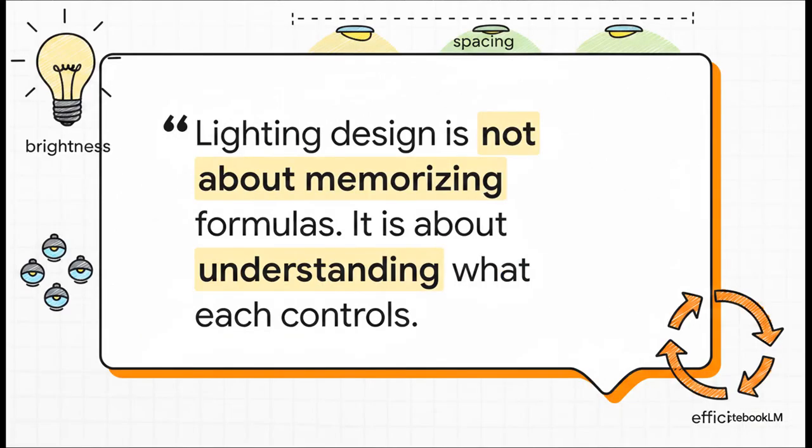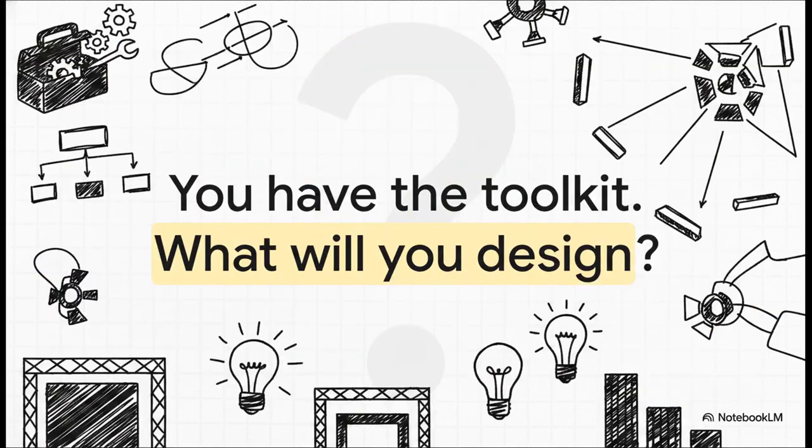So, the most important point is this. Don't just memorize these equations. Understand what they do. One formula controls brightness, another controls the quantity of lights, a third one handles the spacing, and that last one checks for efficiency. If you get those 4 concepts, you can design pretty much any space. So you now have the professional's toolkit, and you have the workflow. You know how to translate math into a real-world plan. So really the only question left is, what are you going to design?